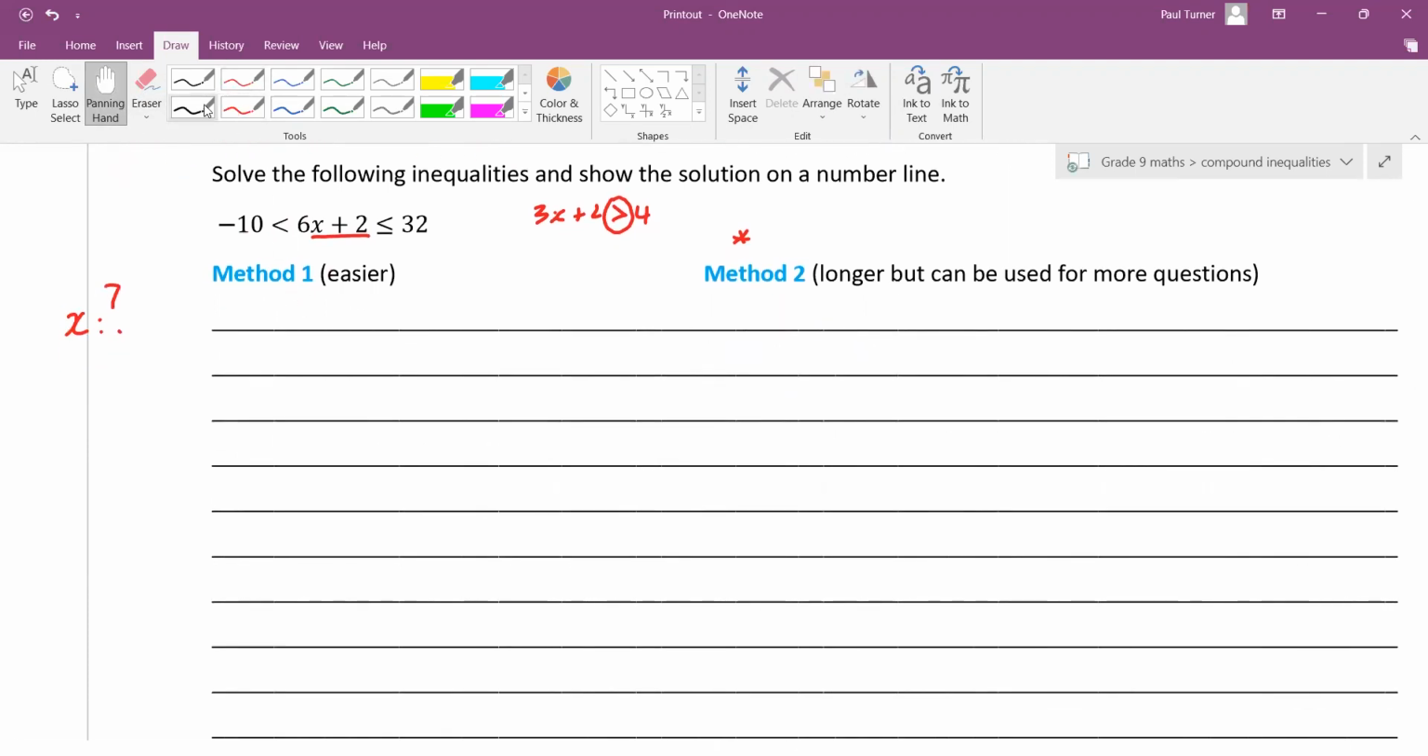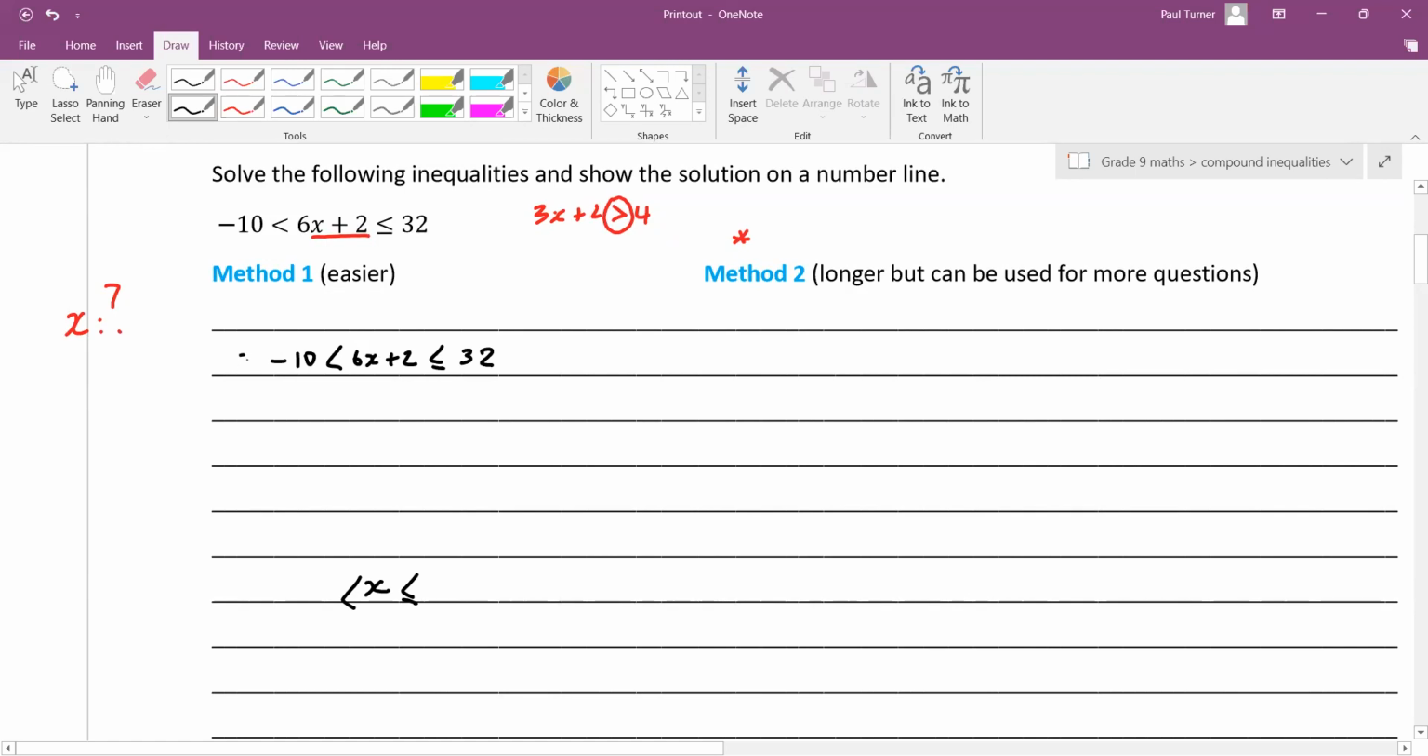Now let's just write that down again. So we've got -10 is less than 6x plus 2 is less than or equal to 32. What we try and do here is get x by itself in the middle. So I'm going to try and get it looking like this, and then we'll have our answer. If you look at this equation here, look to the middle. There's only one x and it's in the middle. That's good because that means we can use this easy method for doing them.